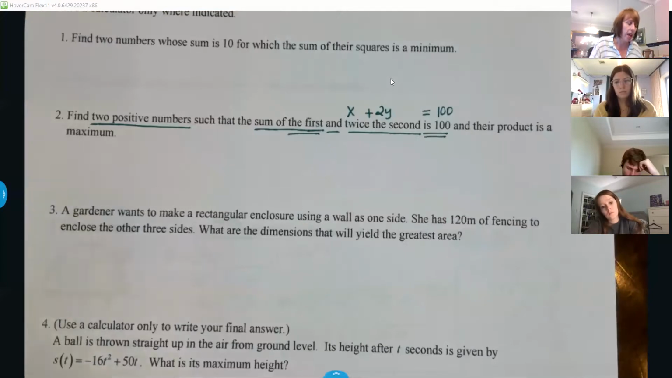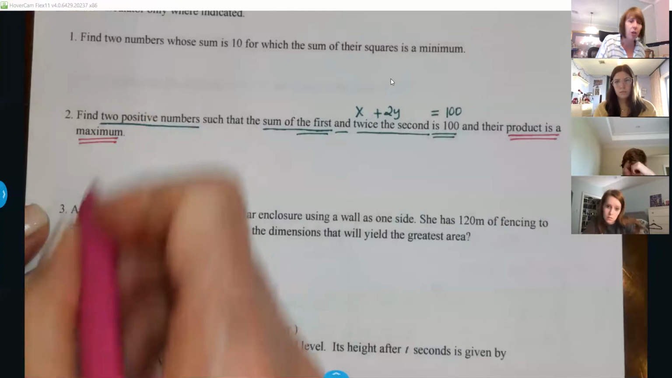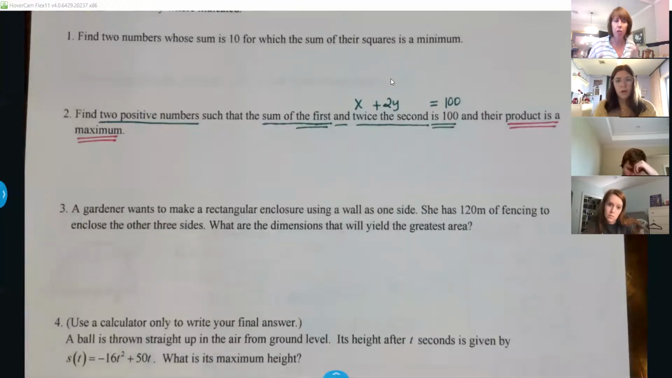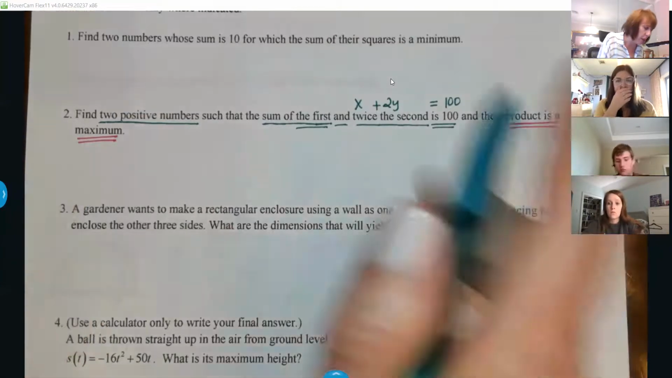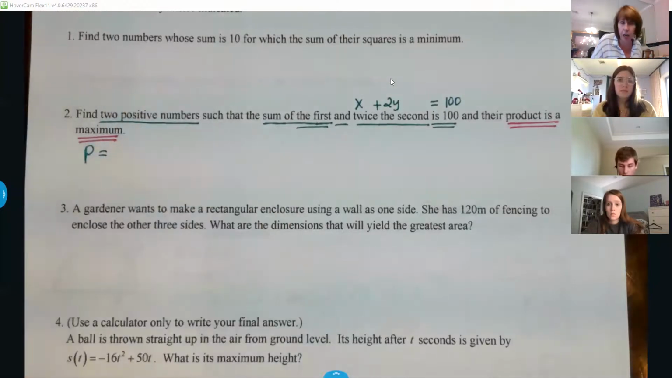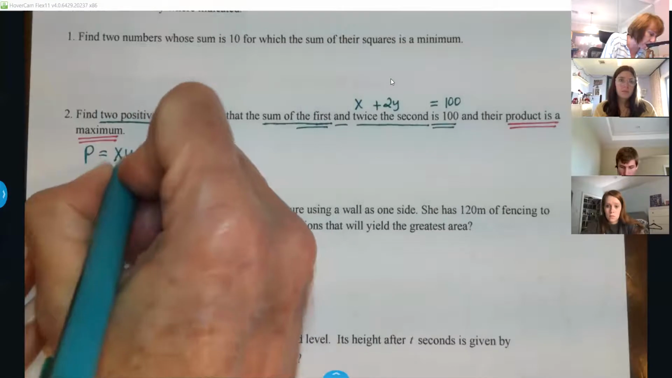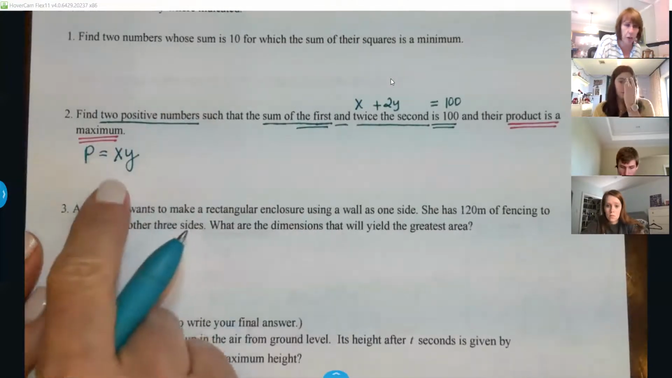All right, and then it says we want their product to be a maximum. So that's where you start. You start with what you're trying to maximize or minimize. So we're trying to maximize the product. I'm going to write an equation for the product, and I'm going to call it P for product. You can call it whatever you want. And the product of two numbers is just x times y. So that's the equation we're trying to maximize.